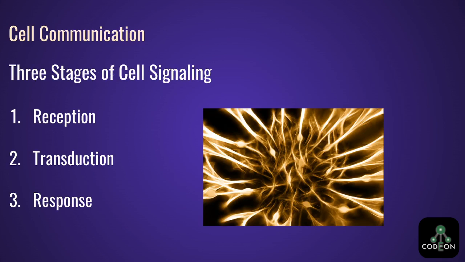Now, there's 3 different stages of cell signaling. So, as I mentioned before, once a molecule comes into contact with a receptor, that molecule is referred to as a ligand. This is going to initiate the reception stage, which is the first stage. Now, when the ligand binds to the surface receptor, it's going to trigger a response. These receptors can be on the surface or they can be within the cell.